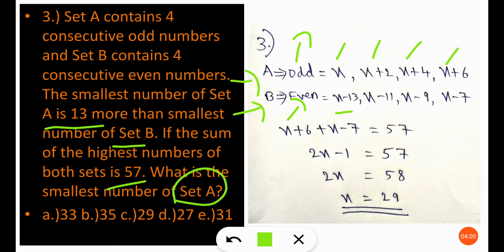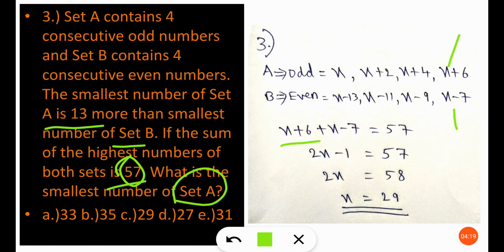X minus 13 plus 2, X minus 11, X minus 9, X minus 7. They have given one more condition. The sum of highest numbers of both these sets is 57. So X plus 6 plus X minus 7 equal to 57. After all the simplification we get X equal to 29. They have asked the X value, the smallest odd number value, that is 29. Option C is the right answer.